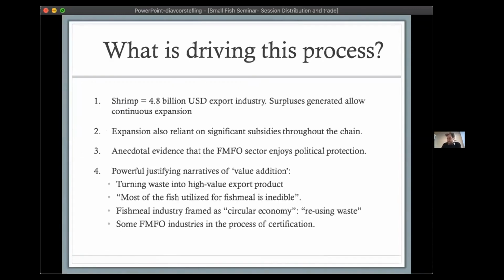What is driving this is, of course, first and foremost, a massive export industry. The value of shrimp export is about $5 billion per year, and these surpluses allow for continuous expansion. There's also considerable reliance on subsidies. India is providing about $170 million per year in subsidies, mostly diesel and kerosene subsidies. That is also making fish meal artificially cheap.